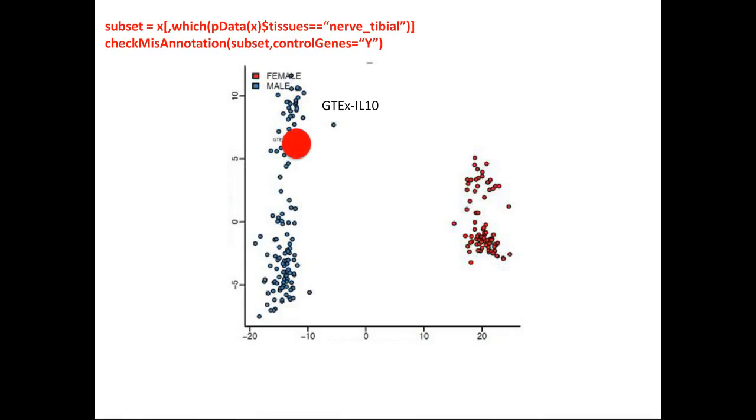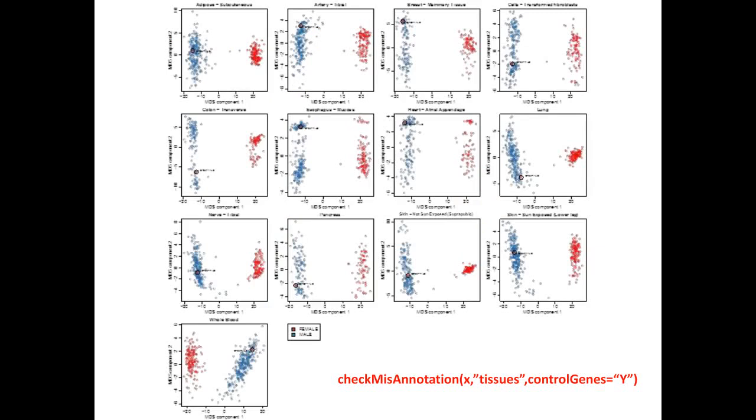and we did a PCA plot. And what we observed was that all the females clustered on one side of the PCA, and all the males clustered on the other side, except for one particular individual, GTEx IL-10. And you can do this for all the different tissues, and you'll see that in the GTEx cohort at least, it was very clean in that they had only one individual that was consistently misannotated.